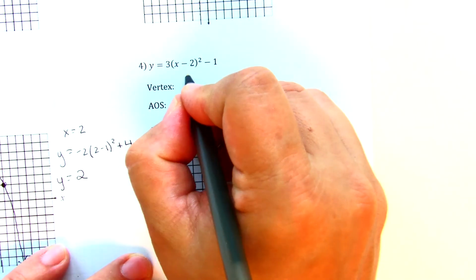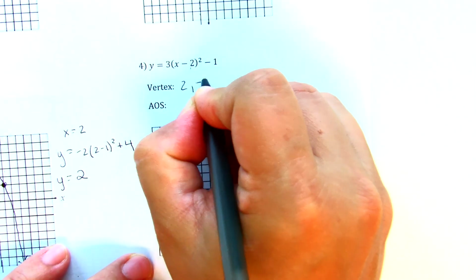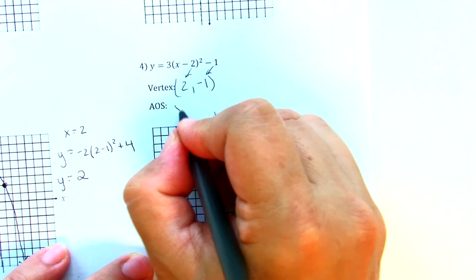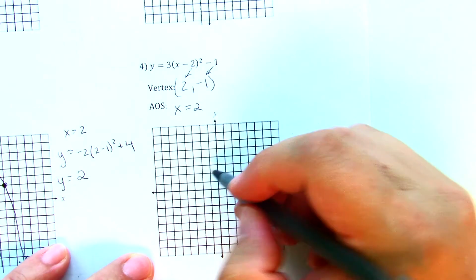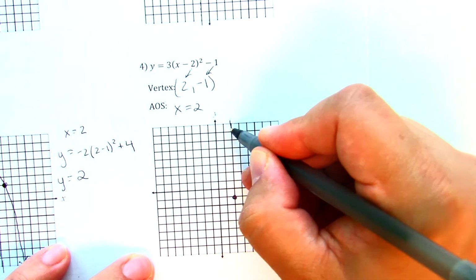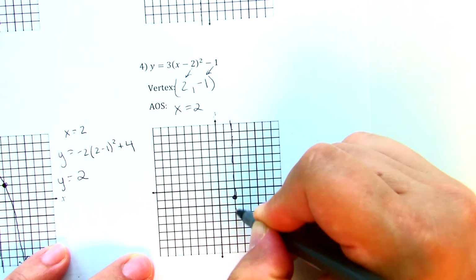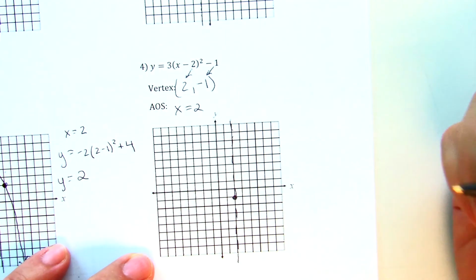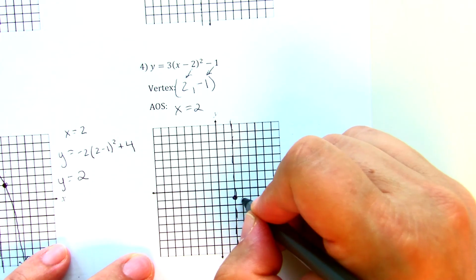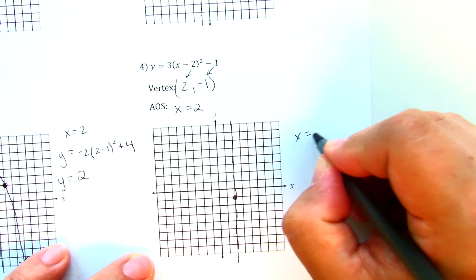Vertex is going to be at 2, -1. Right? 2, -1. So my axis of symmetry is going to be x equals 2. So here's 2, -1. There's my vertex. There's my axis of symmetry right down through x equals 2. And then one more point. So 1 to the right would be at x equals 3.